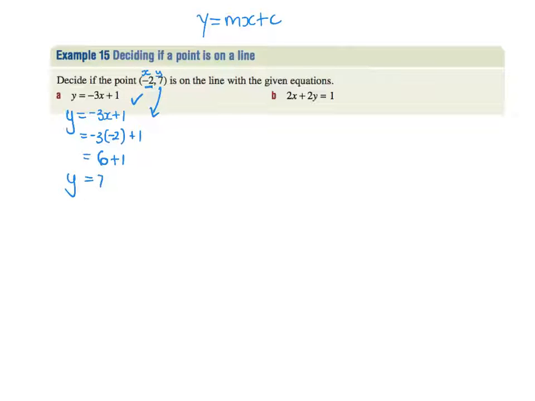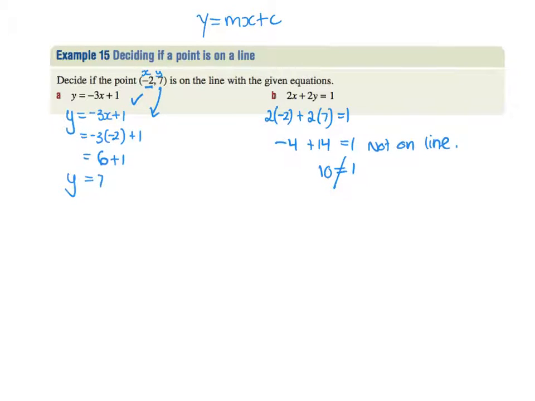So if we go test the other one, we've got an x and y and it equals 1. So we'll sub both the x and the y values into it. So I'll have 2 times -2, because that's what x is, and 2 times 7 equals 1. Now, if you have a look at that, that would be -4 plus 14 equals 1. So does 10 equal 1? No. So this is not on the line, because it doesn't make sense.